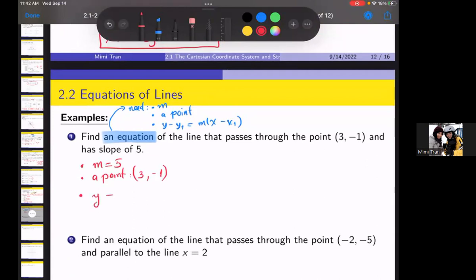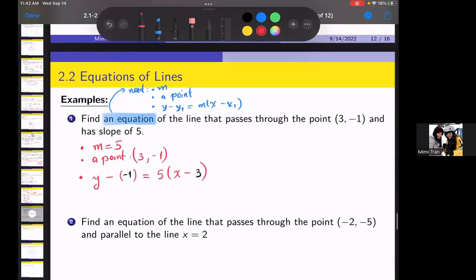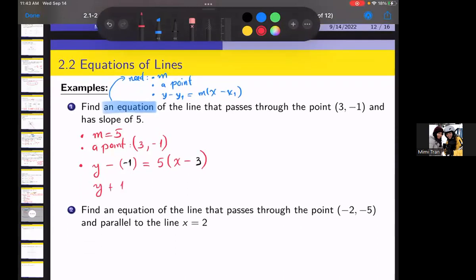Y minus y1 is what? Negative 1, right? Equals 5 times x minus 3. Y plus 1 equals 5x minus 15. Subtract 1 from both sides. You have y equals 5x minus 16. Not too bad, right?